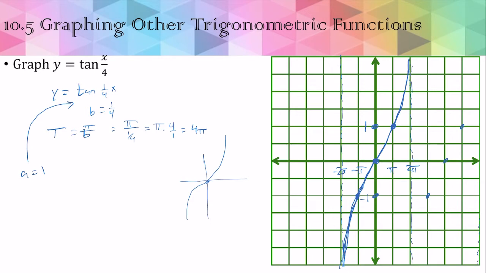So every period, in this case every 4 pi, there'll be another asymptote. So if that's 2, this is 3 pi, 4 pi, 5 pi, and 6 pi, which is 4 more than the 2. And they're going to repeat. Just move each of your points over. And there you go.